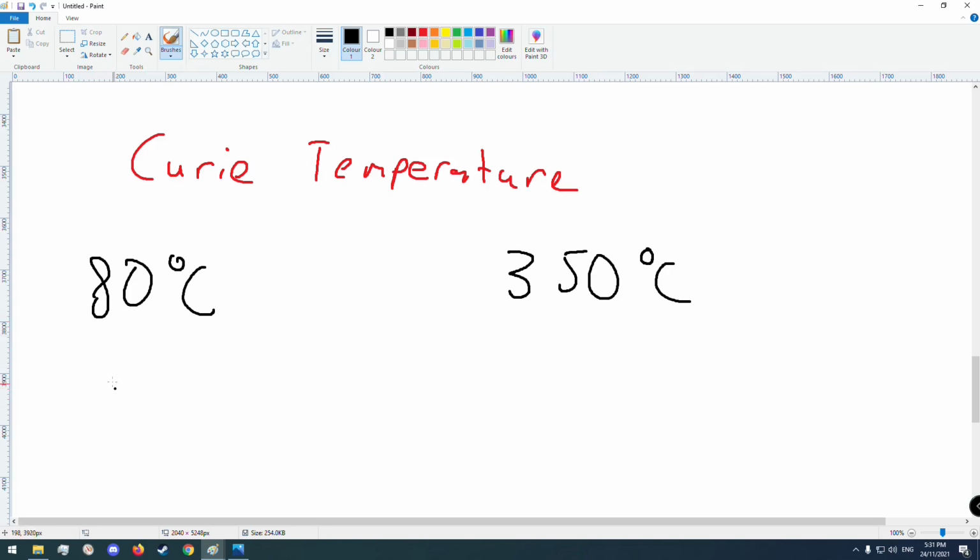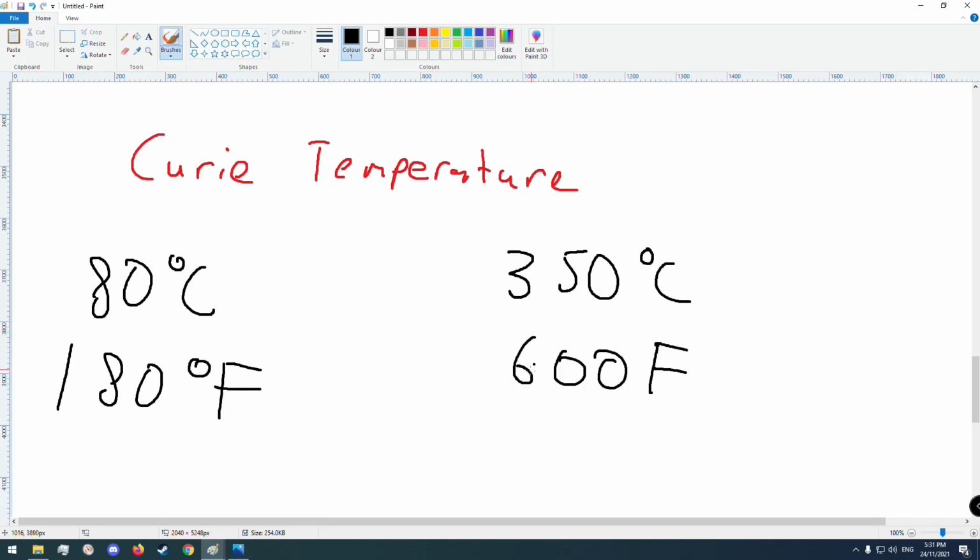80 degrees Celsius also is about 180 degrees Fahrenheit, and 350 degrees Celsius is just a guess, probably around 600 degrees Fahrenheit. So yeah, hotter than an oven by a lot.